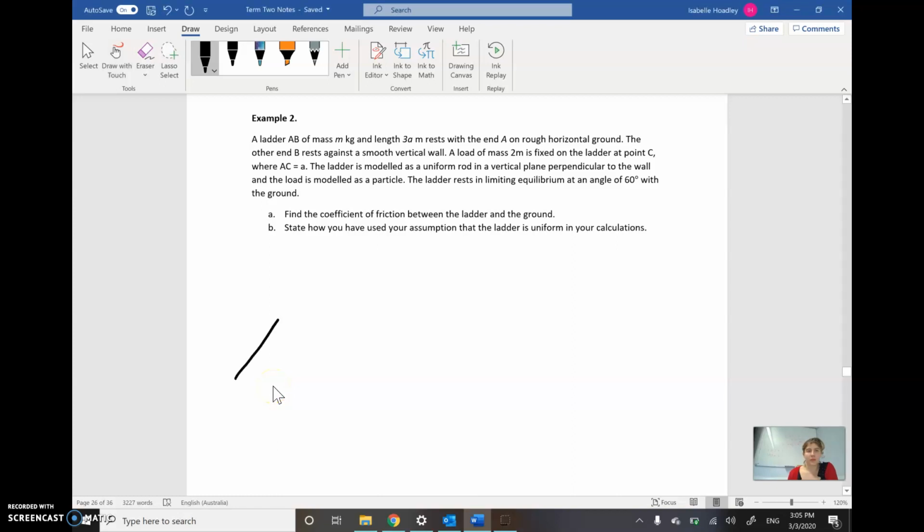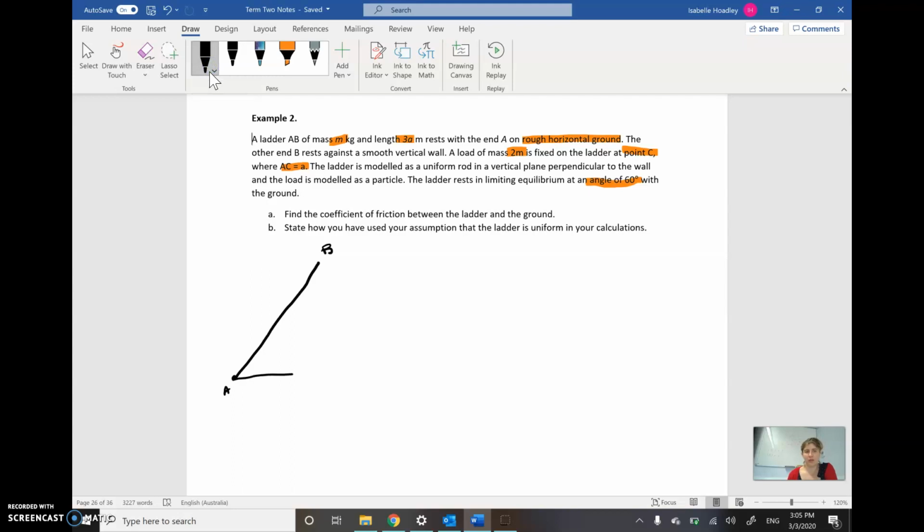Okay, so with example 2, we've got a ladder AB. I'm just going to put it in there, AB with a mass M, length 3A. I'm just going to go through and highlight some of this important information. So I've got mass M, length 3A, rough horizontal ground. The other end, B, rests against a smooth vertical wall, mass 2M, fixed ladder point C, where AC equals A, angle of 60 degrees. That's pretty much all the really essential stuff there.